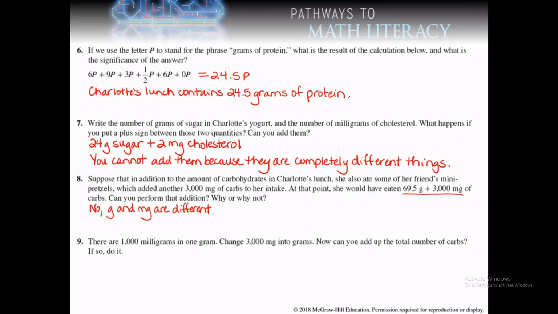Okay, so in number 9, what if we know that there are 1,000 milligrams in 1 gram? How many grams then would 3,000 milligrams be? Well, if 1,000 milligrams is 1 gram, then 3,000 milligrams would be 3 grams. And so the question is, does that help? Now can we add the amounts? Well, yes, because now we have both of them in grams. So we can take 69.5 grams plus 3 grams and find out that now she's eating a total of 72.5 grams of carbohydrates.